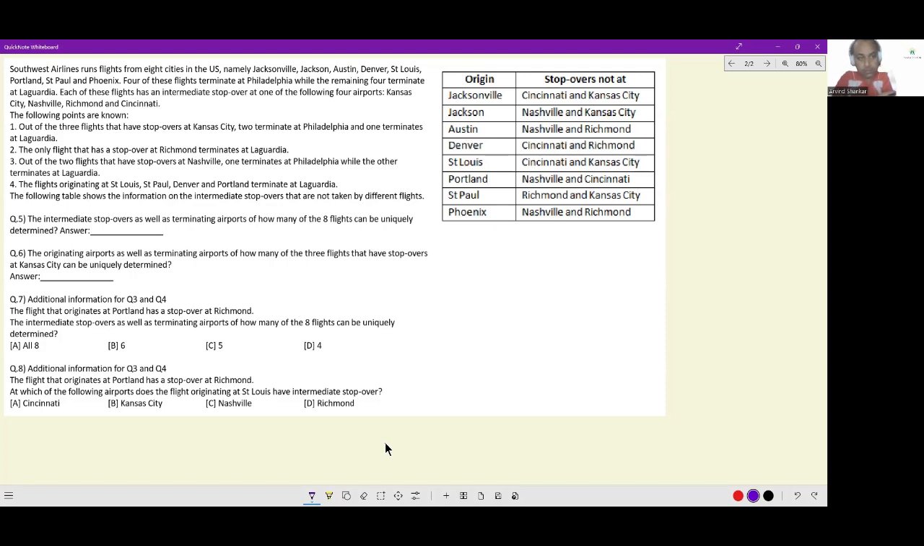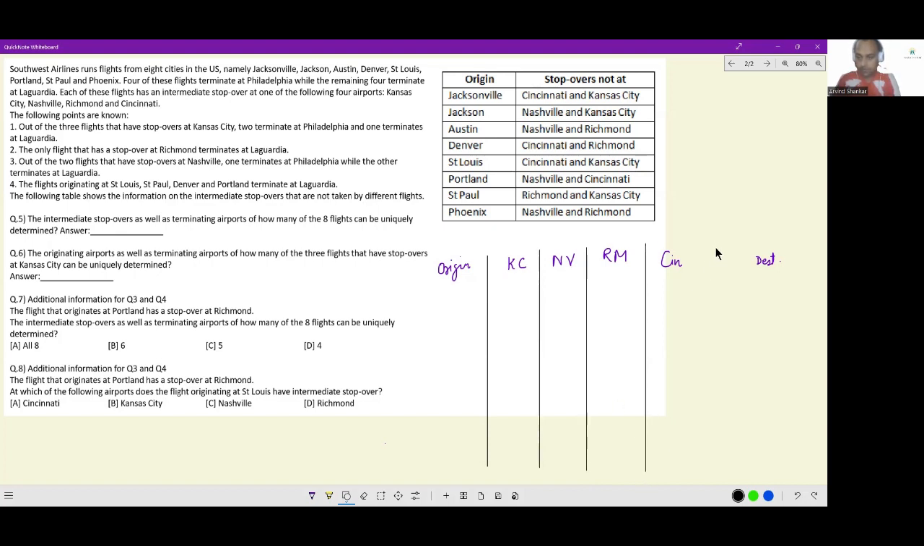Okay, the following points are known. So there are 8 origin stations, there are 2 destination stations, and there are 4 stopover stations. We'll make a table. The table will go something like this: origin and destination. Now the stopover, because the information is given as stopovers not at. So I'll write down all the possible stopovers, which are Kansas City, Nashville, Richmond, and Cincinnati. So let me just make lines to capture this information.